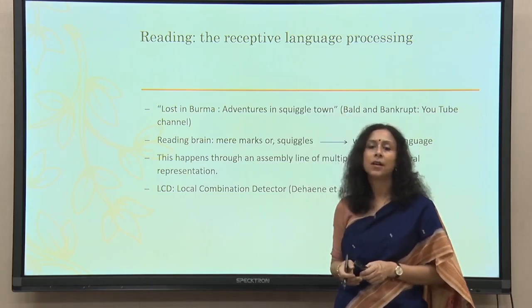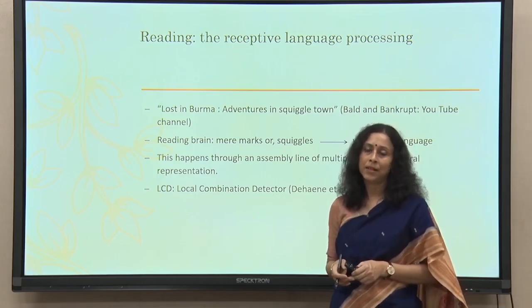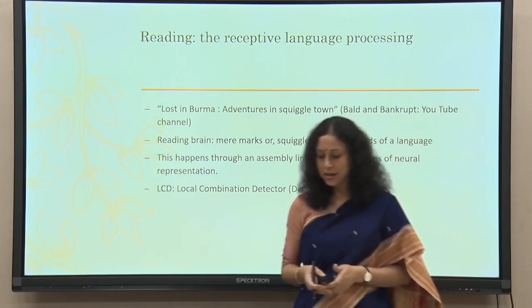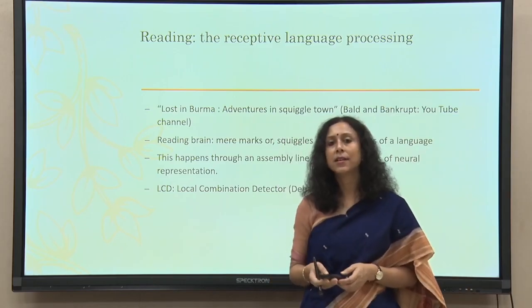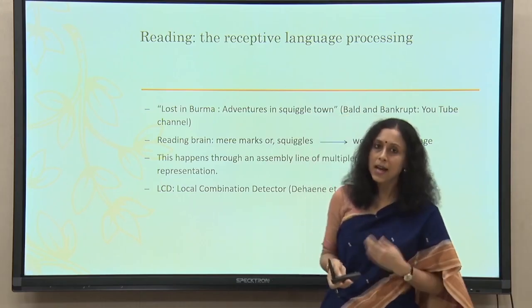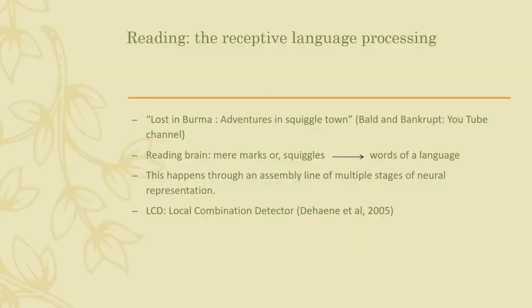That takes us to a very interesting thing that we take for granted in modern humans, a brain capacity, which is the capacity to read. So, what does our brain do when we read? A reading brain basically changes mere marks or squiggles, as the Bald and Bankrupt video talks about, and processes them into words of a language.